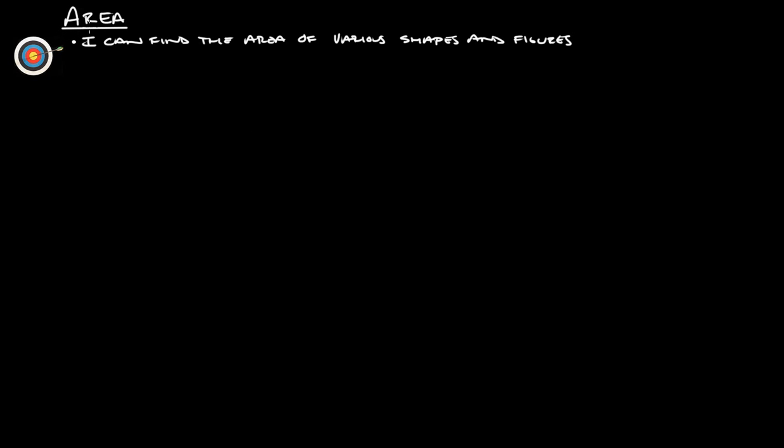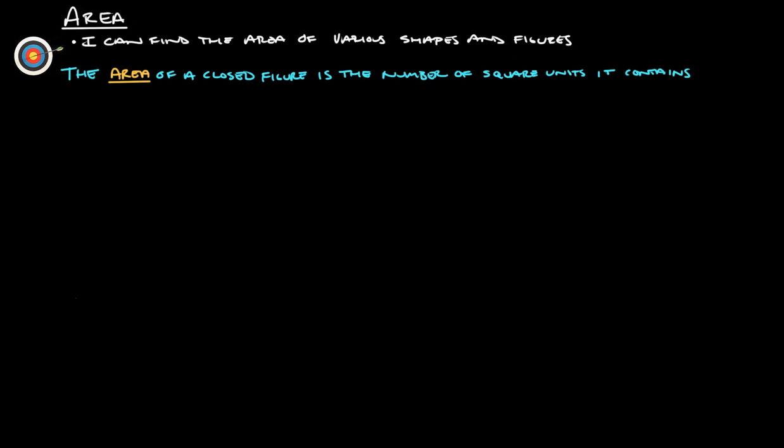I'm going to take you through the notes on area. At the end of this, you should be able to say, I can find the area of various shapes and figures. First off, the area of a closed figure is the number of square units that it contains, or the number of square units that you can fit inside of it.